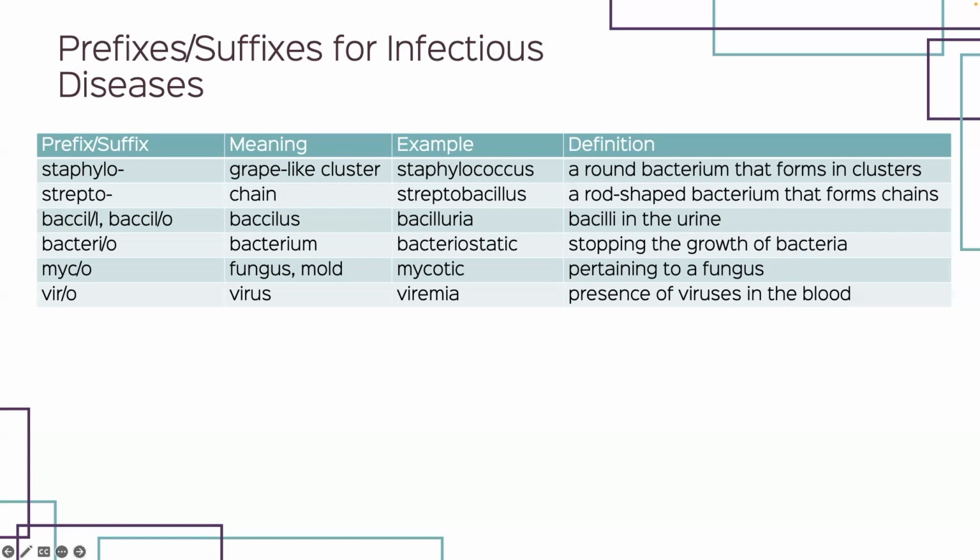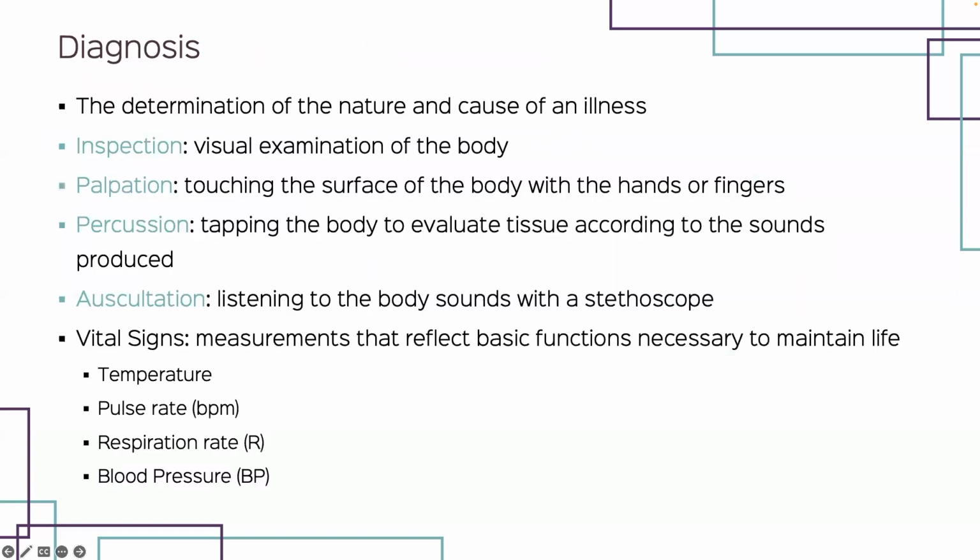So now we're going to talk a little bit about diagnosis and some terms and ways to diagnose conditions. A diagnosis, the official definition, is the determination of the nature or the cause of an illness. We can use many different ways to diagnose them. An inspection basically means that we take a visual exam of the body. We just look and say, yes, that patient has a rash on their arm, or there's yellowness of the eyes, which will typically go with liver failure.